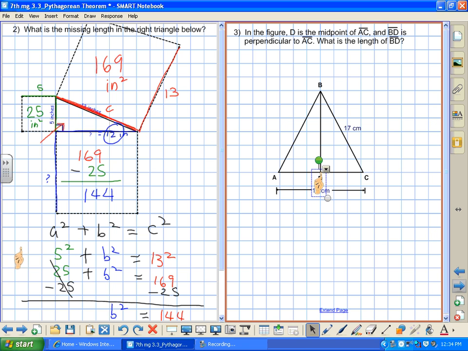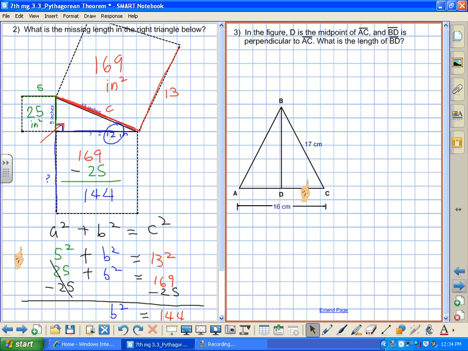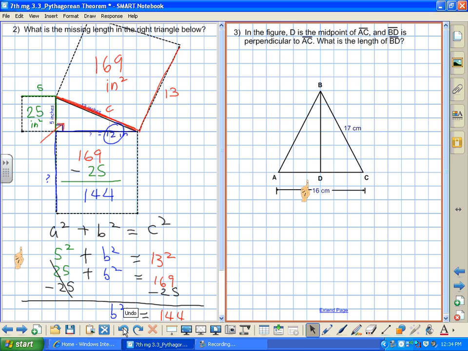What does that mean if it's the midpoint? It means from A to D is equal to D to C. So let me just kind of note that here. The length of segment A to D is equal to the length of D to C. Okay? So those lengths are equal to each other. So that's the first clue that they gave us.